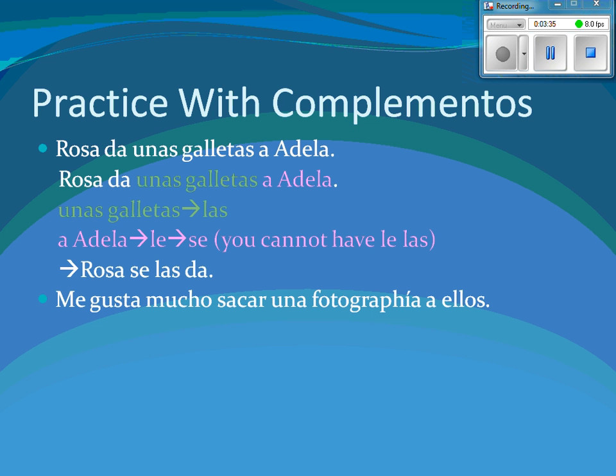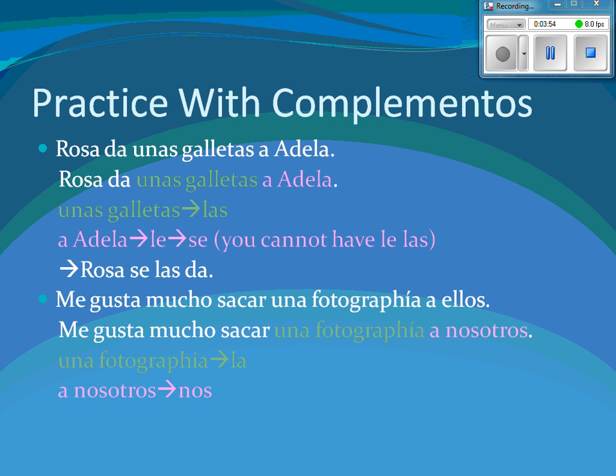The next sentence is Me gusta mucho sacar una fotografía a ellos. So highlight una fotografía in green because it's the direct and a ellos in pink because it's the indirect. La fotografía goes to la because it is feminine and singular, and a ellos goes to les because that's the indirect. So the final sentence would be Me gusta mucho sacárselas, because it is an infinitive, so you put it at the end and add an accent.